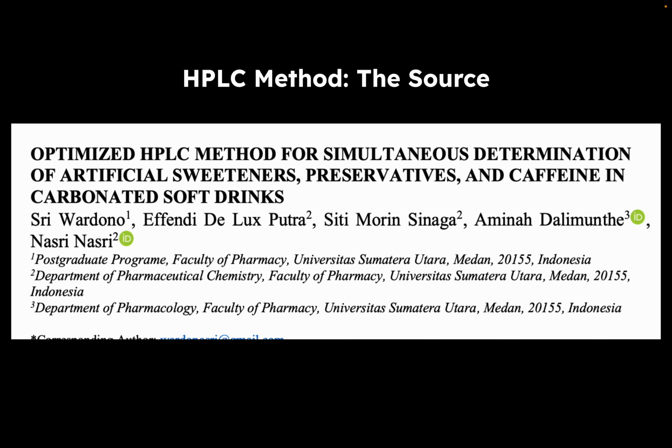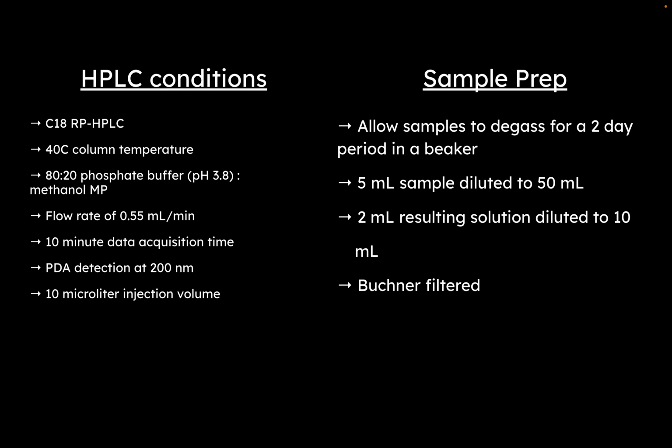It was actually an optimization method, but the way that they presented it was absolutely amazing. They messed around with pHs and all this stuff, temperatures, mobile phase compositions. And what they found is the best conditions: C18 column, 40 degrees Celsius column temperature, 80-20 phosphate buffer at 3.8 pH, and methanol as your mobile phase, and then a flow rate of 0.55 mL a minute.